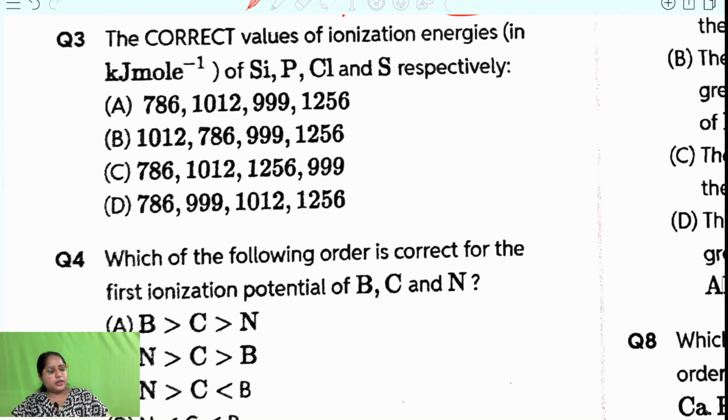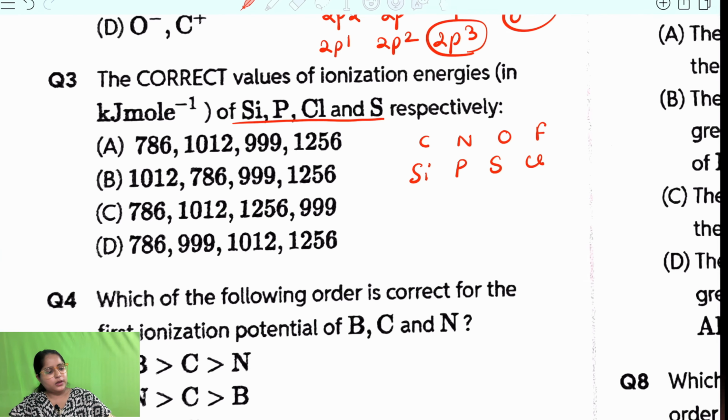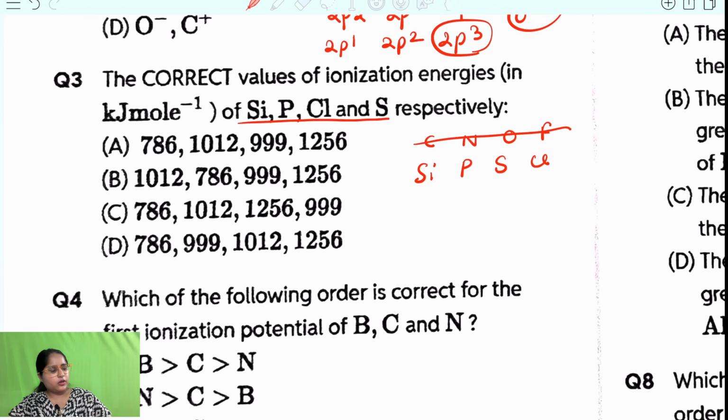Then question number 3, the correct values of ionization energies of Si, P, Cl, S will be. So, let us arrange. Silicon comes under the carbon family, then nitrogen, below nitrogen we have phosphorus, then we have oxygen, below oxygen we have sulfur, then fluorine, below it chlorine. So, we have all these elements.